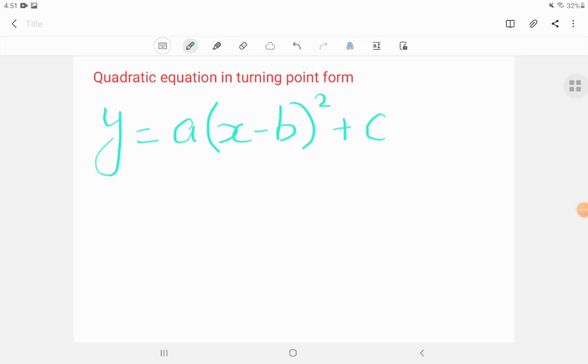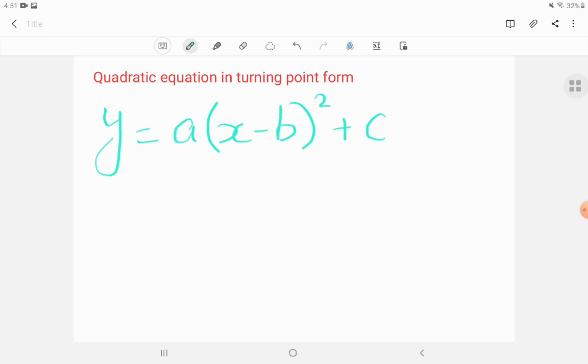Everyone, in this lesson we're focusing on how we actually write down the quadratic equation in turning point form. The turning point form means y is equal to a times (x minus b) the whole squared plus c. In general form it is ax squared plus bx plus c equals 0. Using completion of the square, we can bring it into this turning point form.